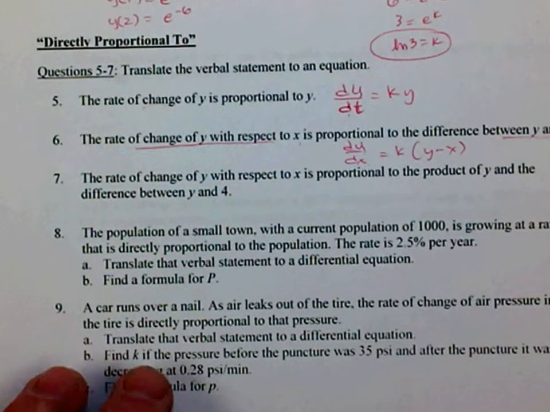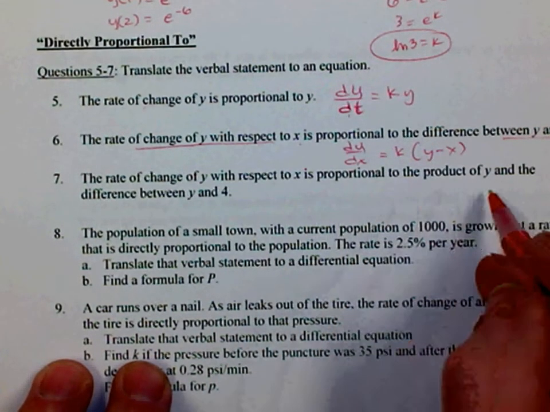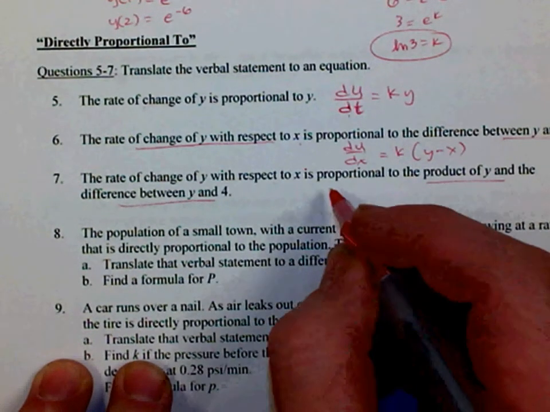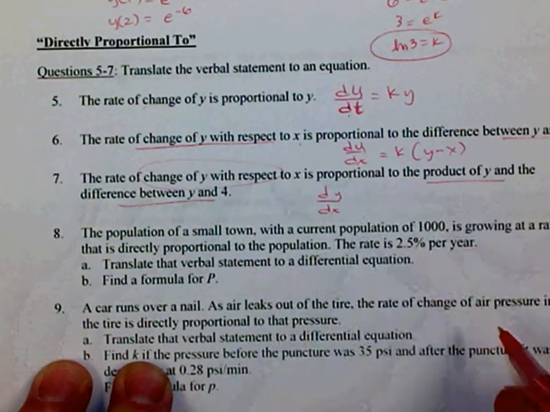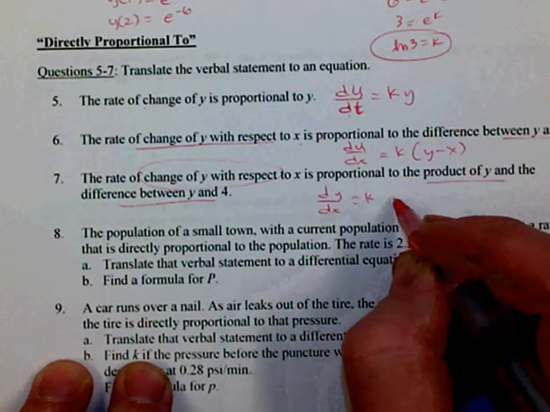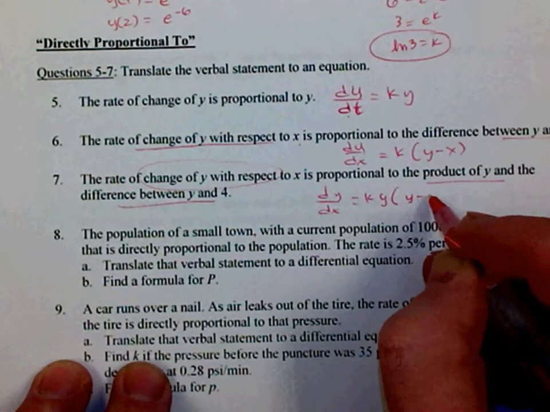The next one, the rate of change of y with respect to x is proportional to the product of y and the difference between y and 4. dy/dx equals k times the product of y times this difference.